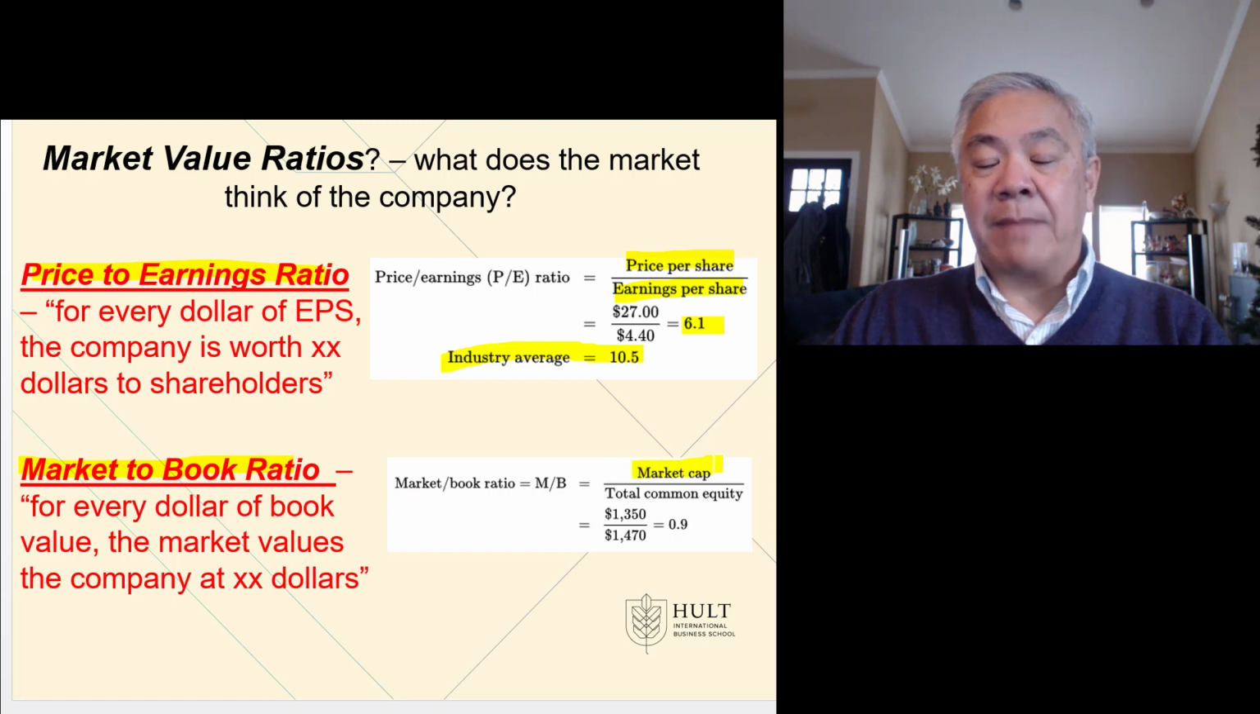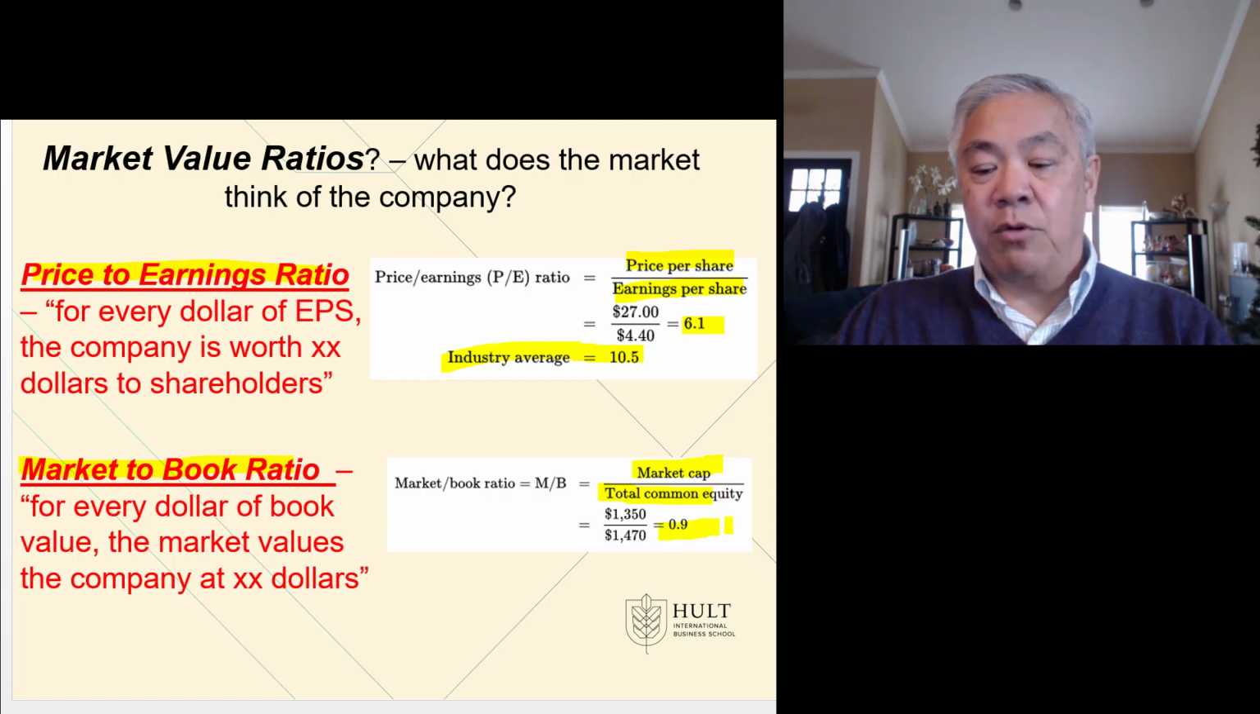This one takes a market capitalization, and that's just a fancy phrase which means you take the stock price per share times the outstanding shares, and that equals the total value of the company. That's what market cap means. The denominator is total common equity, and that we find from the balance sheet, the stockholders' equity section. And again, make sure you exclude preferred stock.